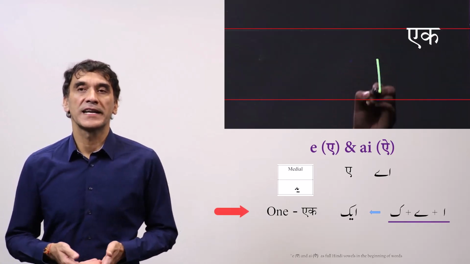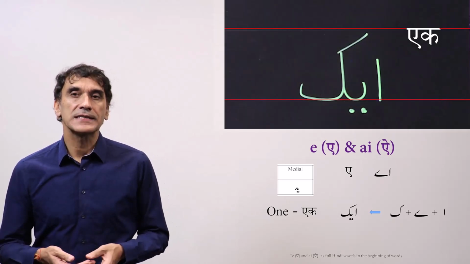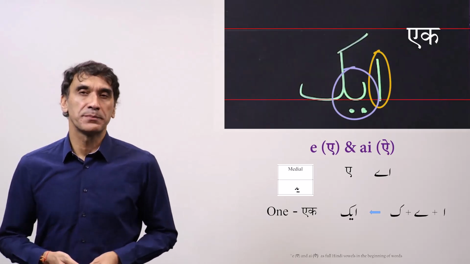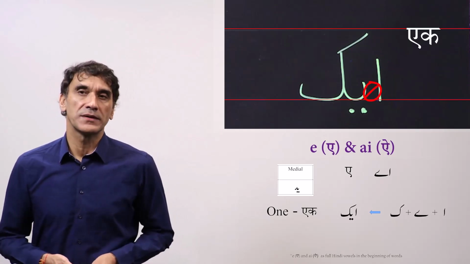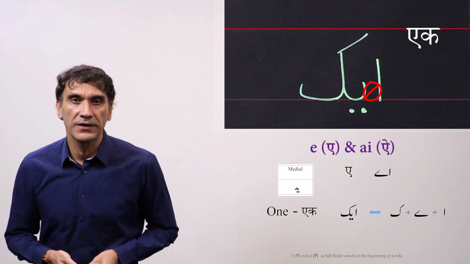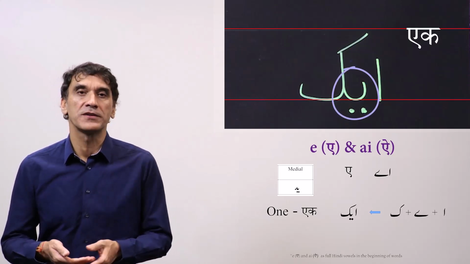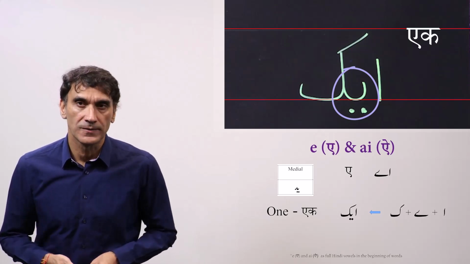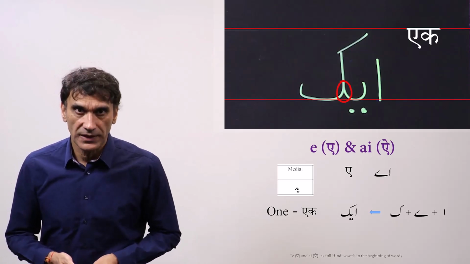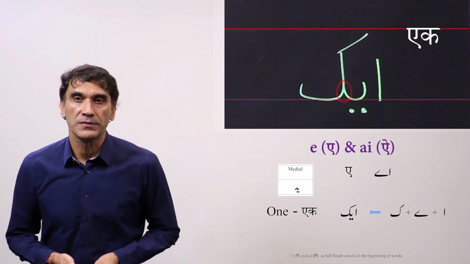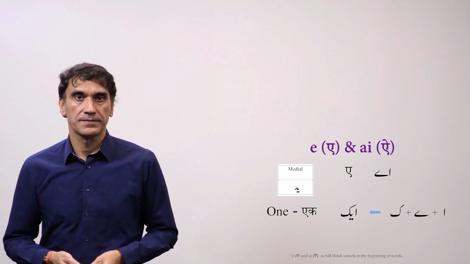The spelling is alif plus badi ye plus kaf. The first letter is alif and the second letter is badi ye. Since the previous letter is alif, which is non-connector, badi ye will not be connected to alif and it will take the shape of the initial form, which is sosha with two nuktas, two dots below. After that, badi ye will be connected to the last letter kaf. Kaf will take the final form. So alif plus badi ye plus kaf, ek.